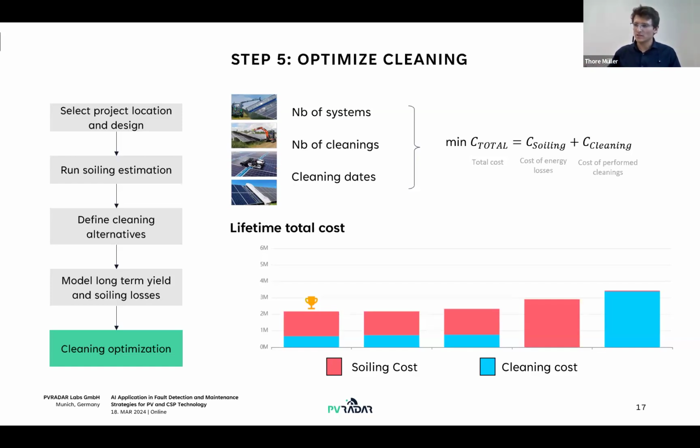You see at the bottom the stacked bar plot. In red is the soiling cost. So even though you're cleaning, because you cannot clean every day, there will still be some residual soiling losses, which have a cost. And then in blue is the actual cost paid for the cleaning. And of course, you have to consider both.